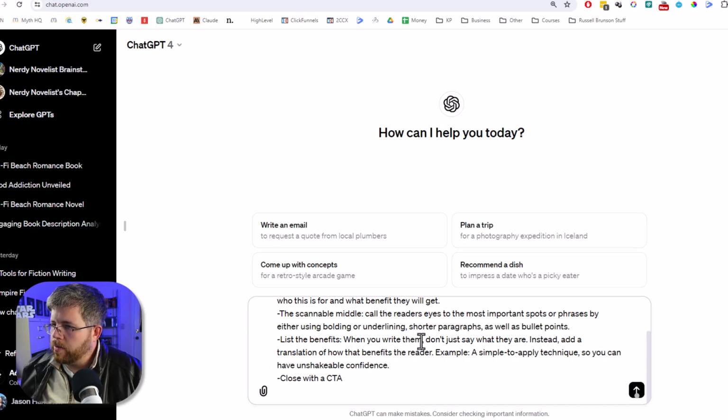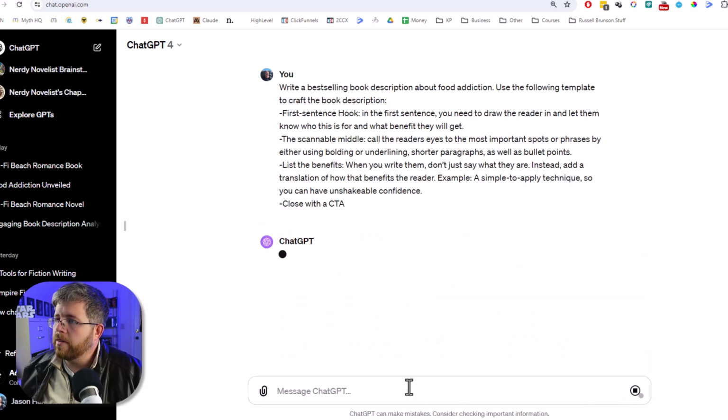List the benefits. When you write them, don't just say what they are. Instead, add a translation of how that benefits the reader. Example: a simple-to-apply technique so you can have unshakable confidence. Close with a CTA, which stands for call to action. So this is a standard, basic framework for what you would want in a nonfiction book description. Let's see what it gives us.